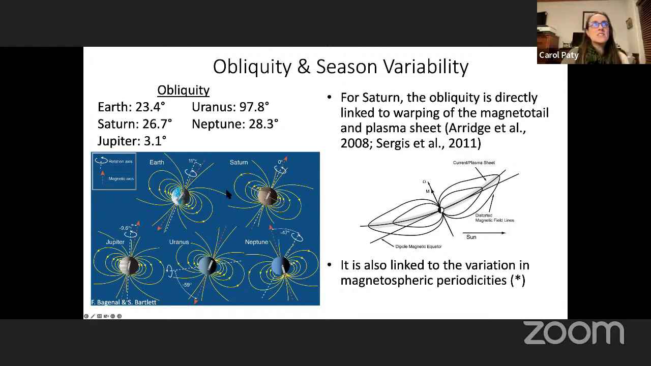But again, we have this spectrum of planets in terms of obliquity, so tilt relative to the solar wind direction that creates the seasons, and then magnetic axis tilt. And Neptune and Uranus are kind of outliers on this spectrum because they are so highly inclined and so have such high obliquities as well.